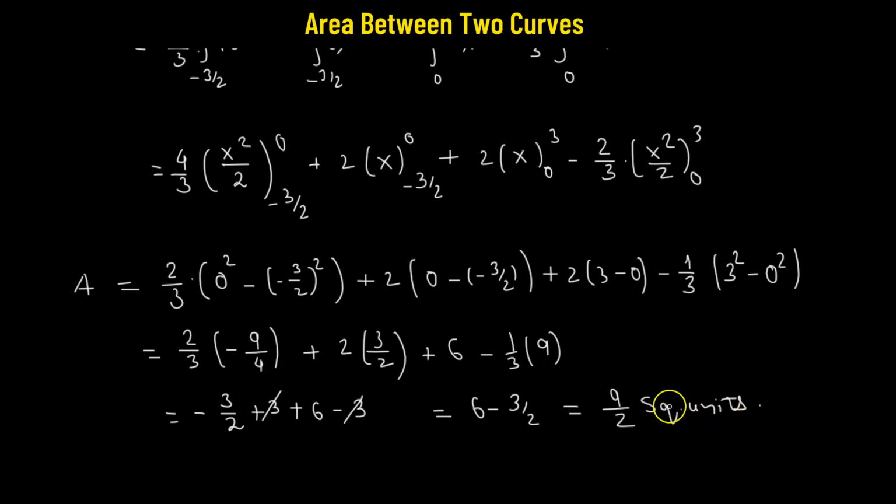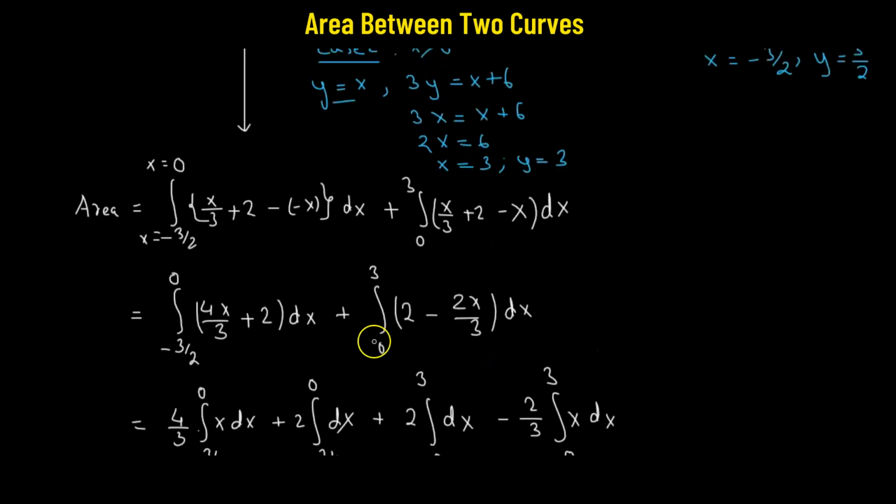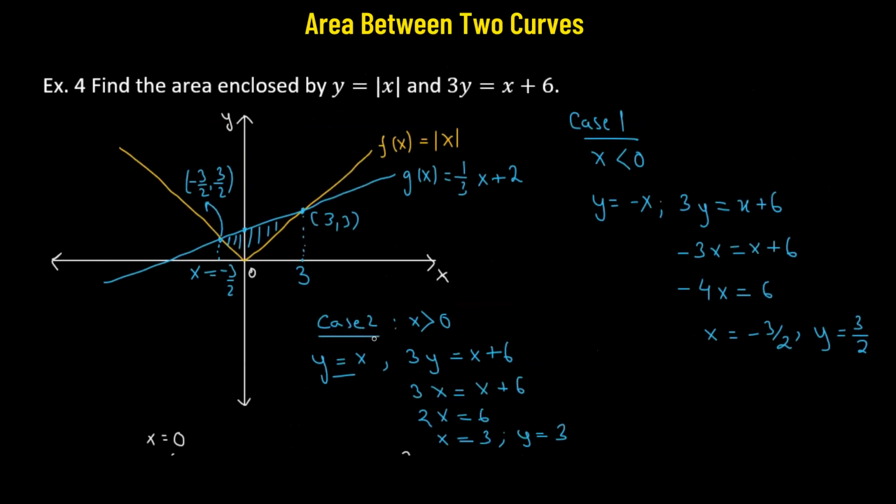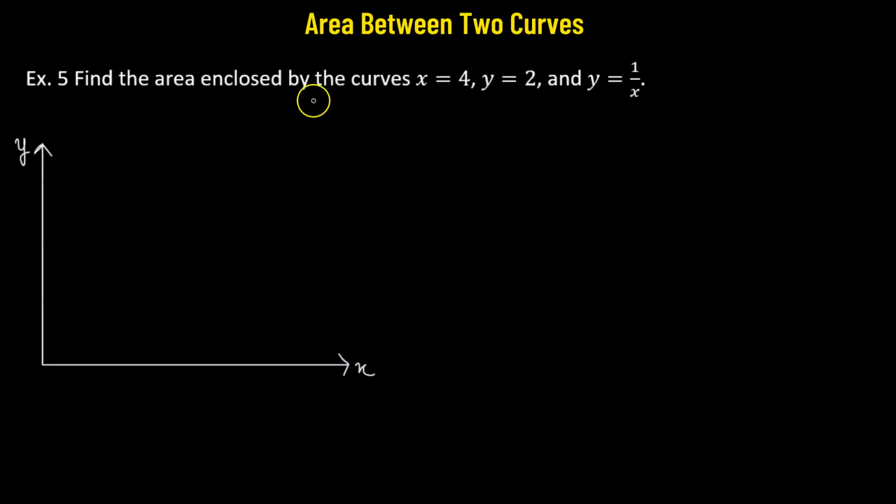So this is the required area enclosed by the graph of y equals the absolute value of x and 3y equals x plus 6. Let's move on to the next problem. So we need to obtain the area enclosed by the curves x equals 4, y equals 2 and y equals 1 over x.